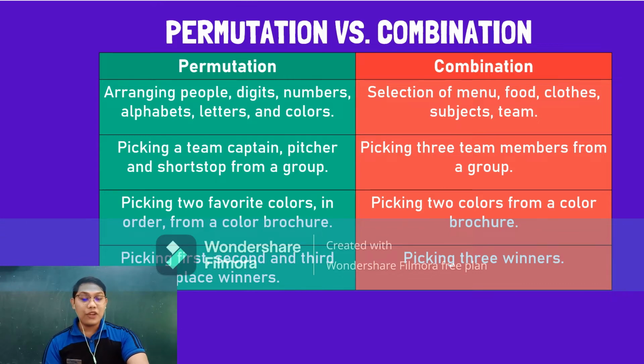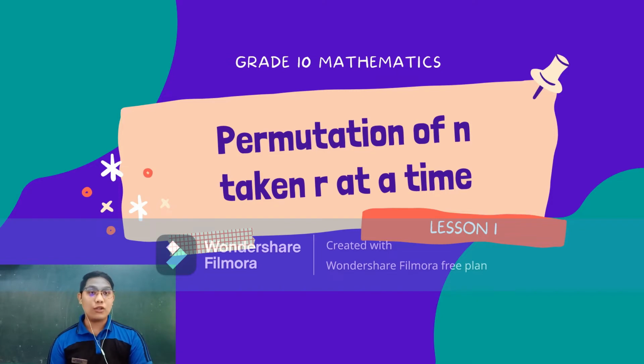And moving on to the third and fourth examples of permutation and combination, I will leave it to you to think why these are examples of permutation and combination. So think about it. Now, let us proceed to lesson number 1, which is all about permutation of n taken r at a time.